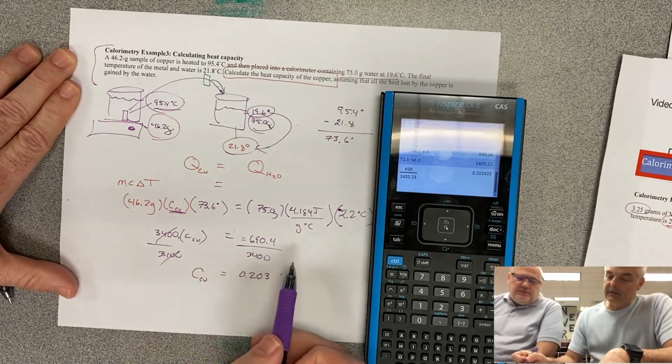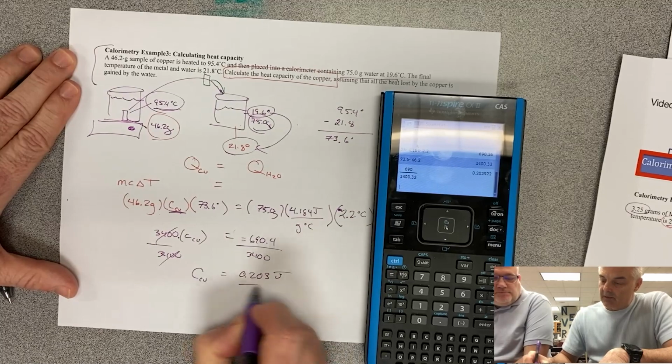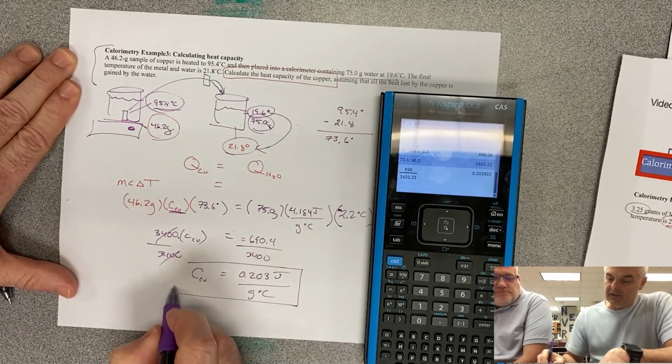What units are we doing here? Now that's a good question. Let's think about that. What units do we have? Well, C's are in joules per gram degree Celsius. So that's the answer. Now that makes sense.